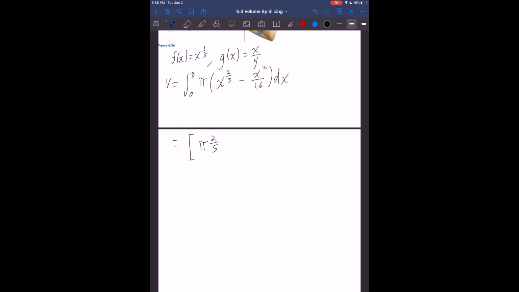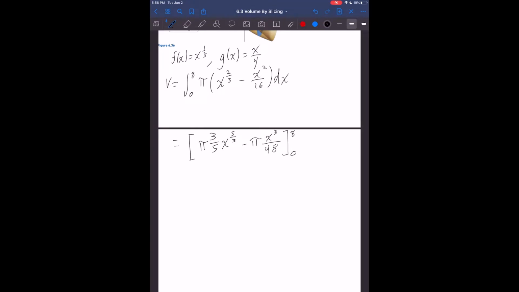to the 2/3 is going to be 3/5 x to the 5/3, and then minus, we still have this pi here. Always make sure to distribute your pi through for these types of problems. The x squared will become an x cubed. We divide by 3, so we're going to get x cubed over 48. 48 is just 16 times 3, and we evaluate this from 0 to 8.